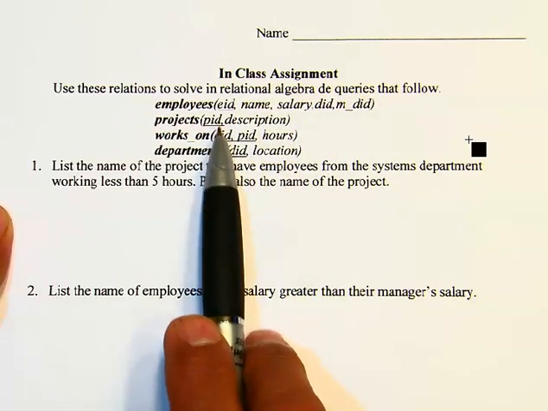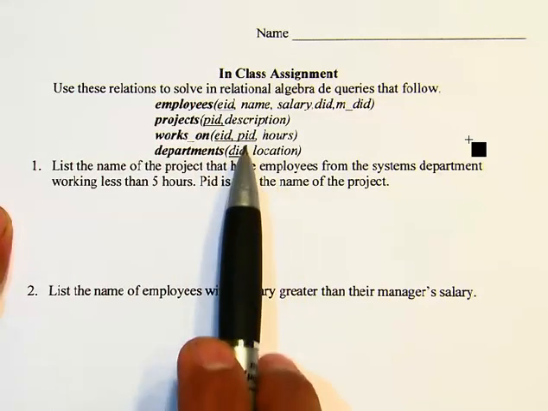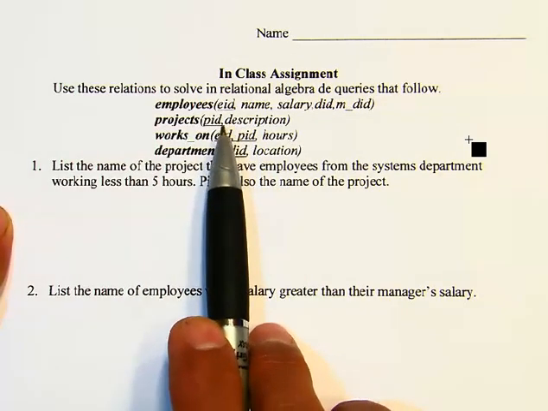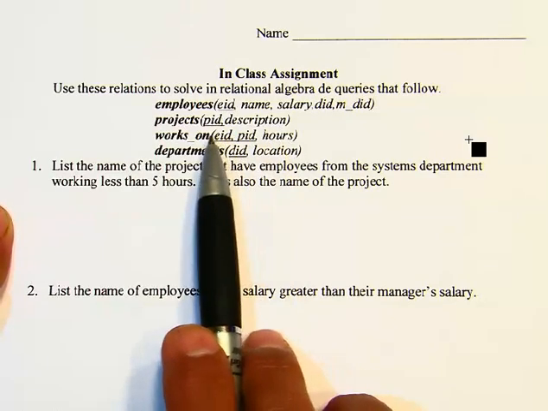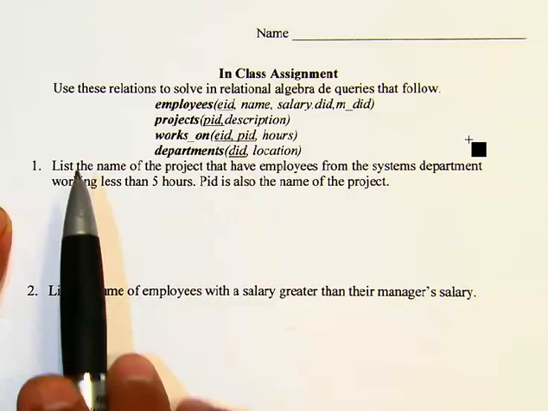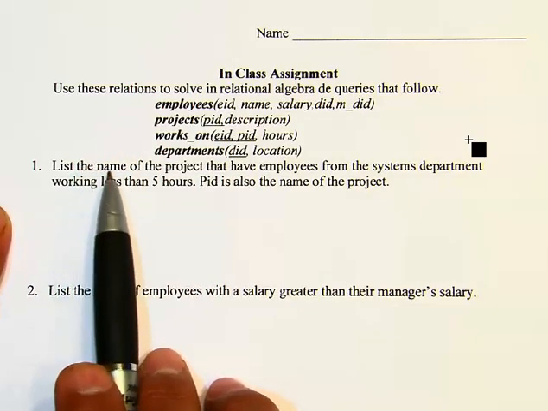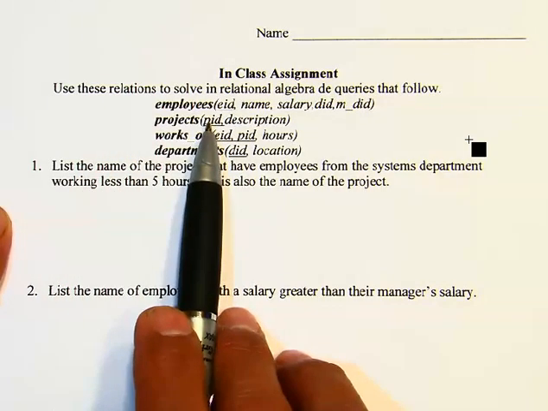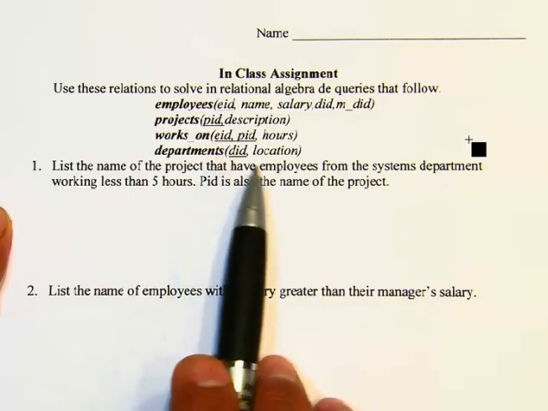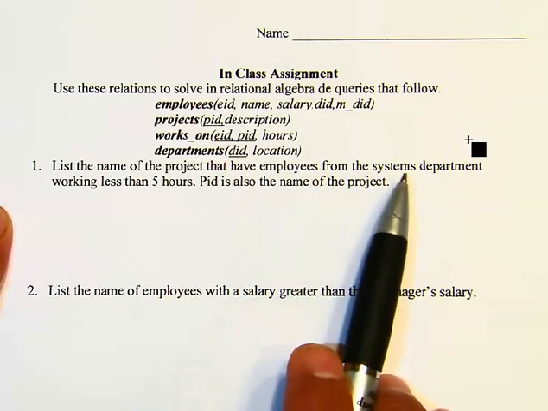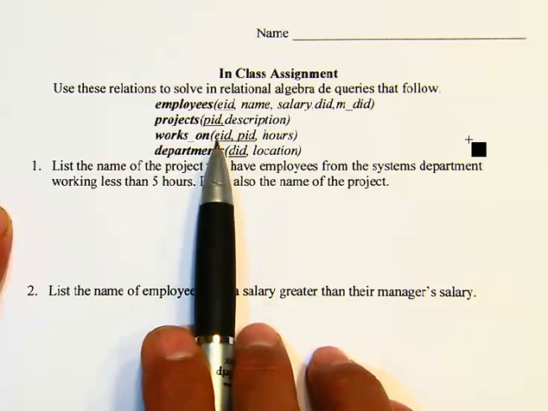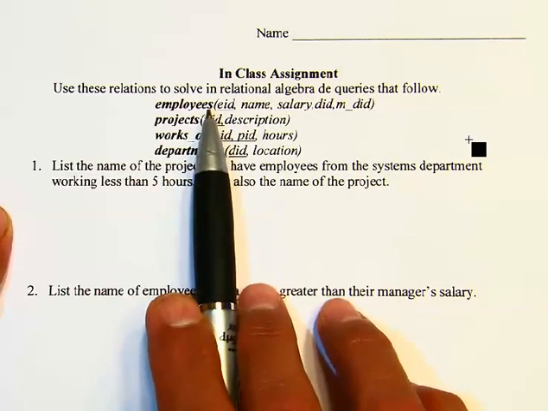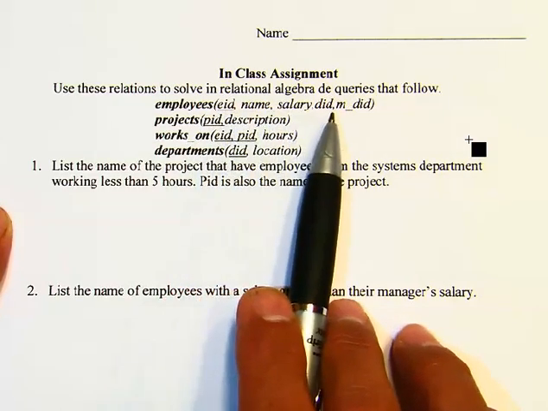Project's PID is also the name of the project, and it has a description. Then for works on, employees get a notification, the name of the project, and the hours they work on that project. So now for the first query, this is the name of the project. We can get the name of the project from projects or from works on that have employees in the systems department. Works on has the project name and an employee, but we don't know the system, so we're going to need works on and employees. We're going to join this with this to get the name of the department.